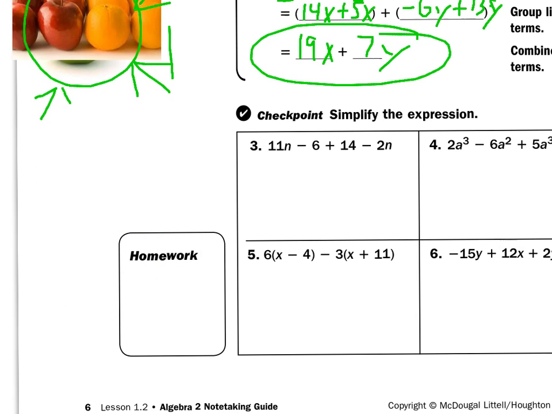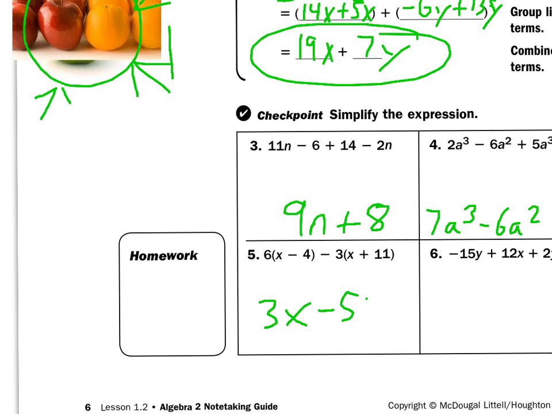All right, hopefully you came up with 9n plus 8 and 7a cubed minus 6a squared. I hope you noticed you could not combine a cubes with a squareds. Those things don't go together. And 3x minus 57 and negative 13y plus 5x.